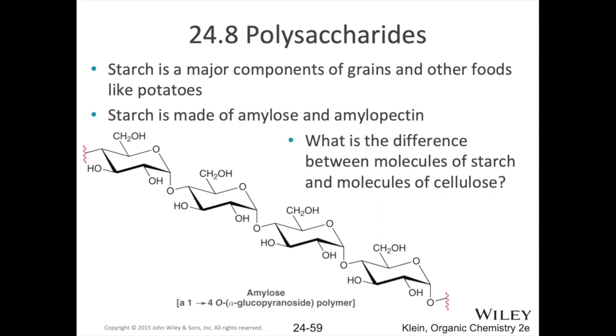Okay. Different kinds of starches are other examples of polysaccharides. So for example, amylose over here is also made up of glucose, but unlike cellulose, where you have a 1,4 beta linkage, here we have a 1,4 alpha linkage.